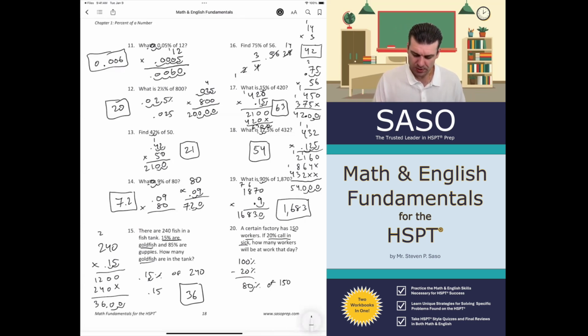Okay, so 80% is 0.8. And let's do 150 times 0.8. And 8 times 0 is 0. 8 times 5 is 40. Carry the 4. 8 times 1 is 8. 9, 10, 11, 12. And we move the decimal over one place and one place in our answer, and we get 120. So 120 workers will be at work on that day.